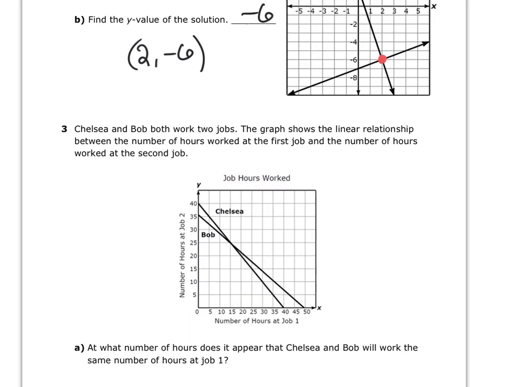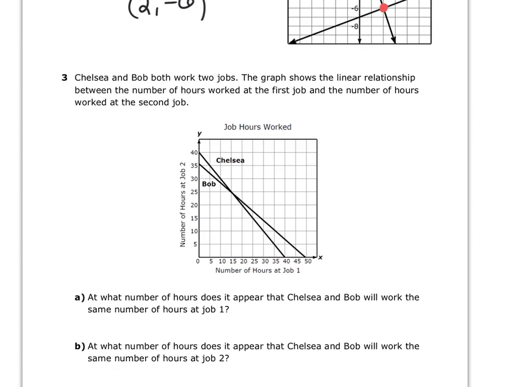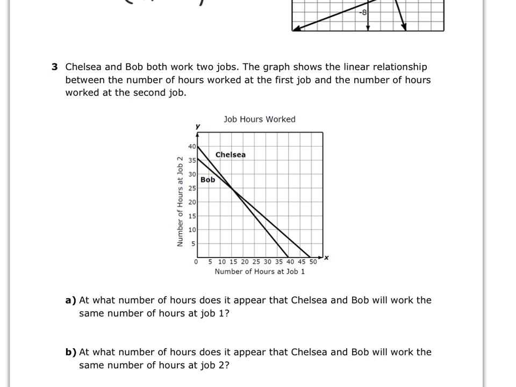Let's look at one more. Chelsea and Bob both work 2 jobs. The graph shows the linear relationship between the number of hours worked at the first job and the number of hours worked at the second job. I'm going to go ahead and mark the solution on that graph and attempt to determine its coordinates. Sometimes it helps to draw a line from the point to the x-axis and the y-axis. For me, that makes it a little bit easier to see that.